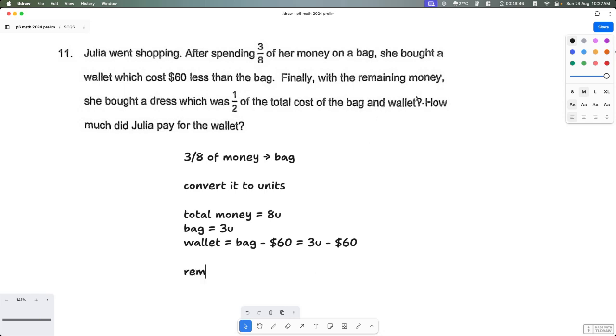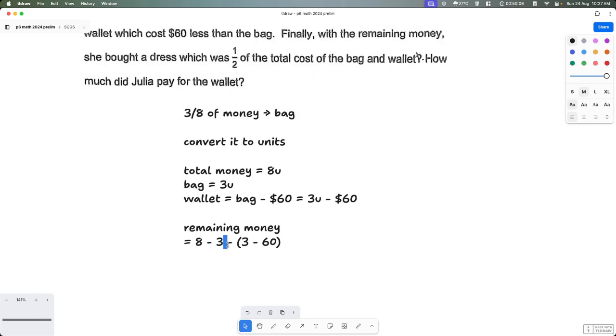So remaining money, we can just minus off, right? So it's equal to 8 minus 3 minus 3, which is the wallet, minus $60. If you know about it, with the minus, this will be a plus. So this should be 8 units, 3 units, 3 units. So this will be 5 units minus 3 units plus $60, and this will become 2 units plus $60.